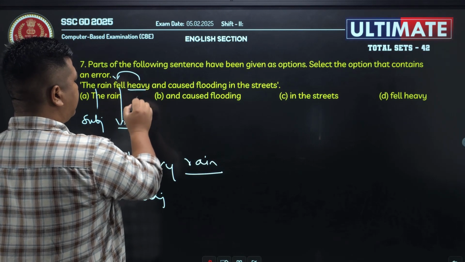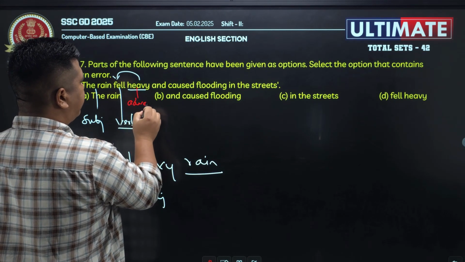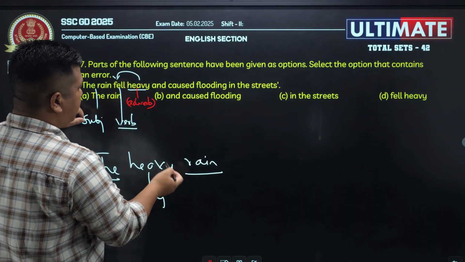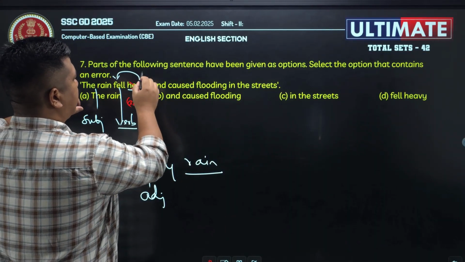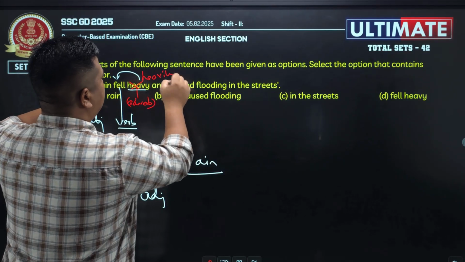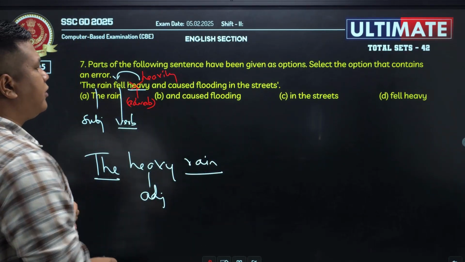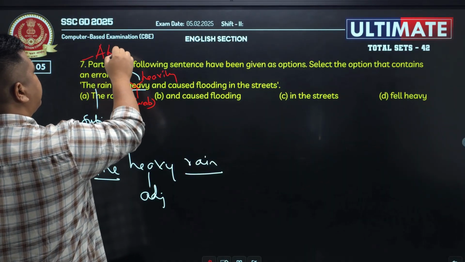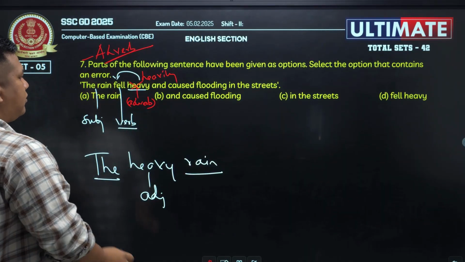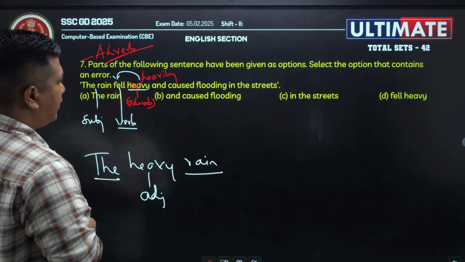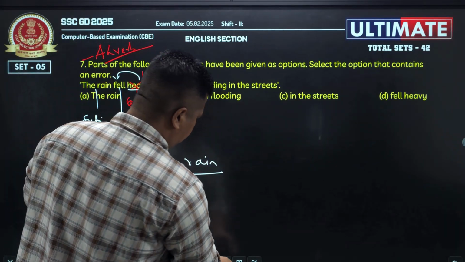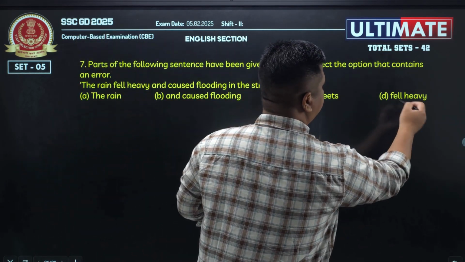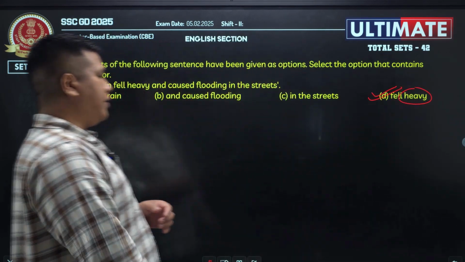Adverb. This is supposed to act like an adverb. So an adverb is an adjective plus ly. So heavy, it should be heavily. The rain fell heavily and caused flooding in the streets. So question number 7, this is also an adverb question. So adverb, very, very important. So which part contains the error? Heavy, heavily. So option D.